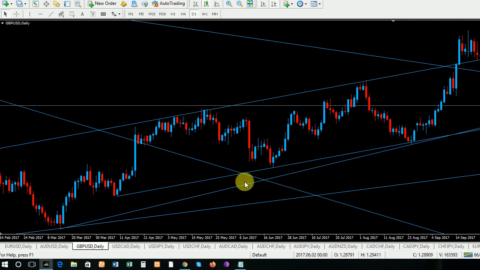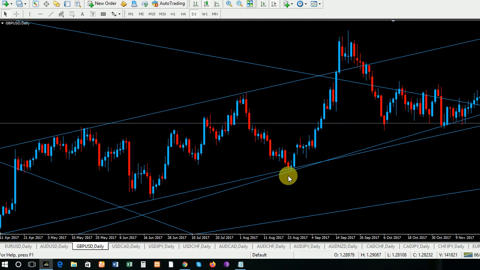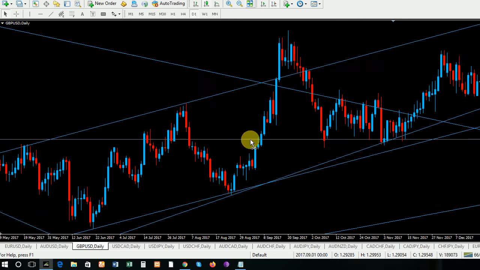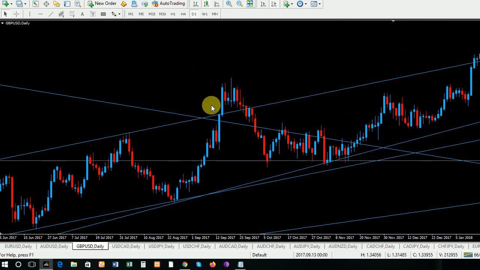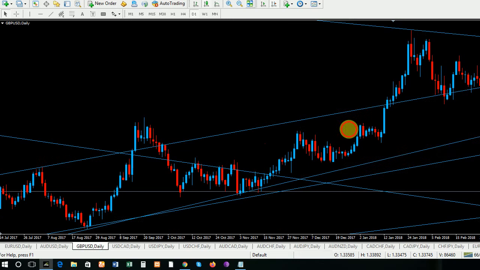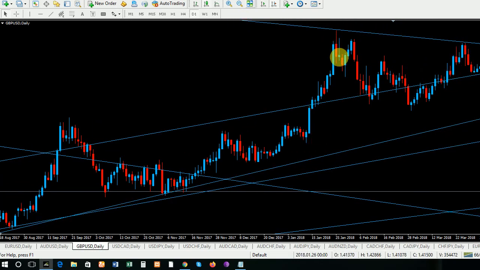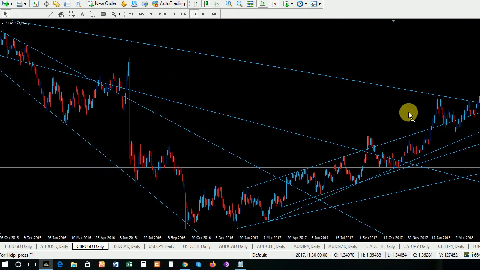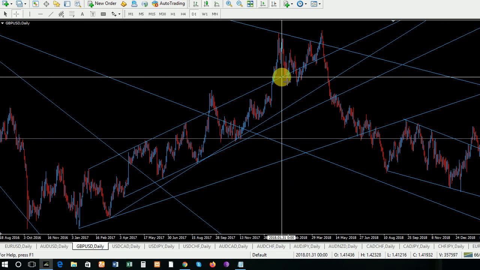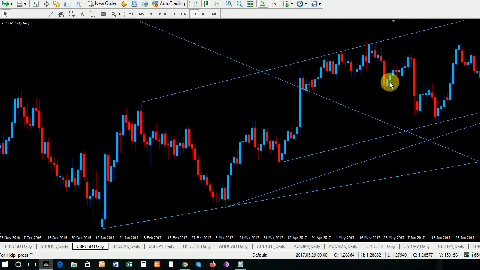Also here is one touch, two touch. Here we also got three touch, and here we got another chance to trade. Here we got an entry. False breakout, leave this zone. Here is the entry point. Guys, here we got another entry opportunity. Here is one touch, two touch, and here we got another entry.